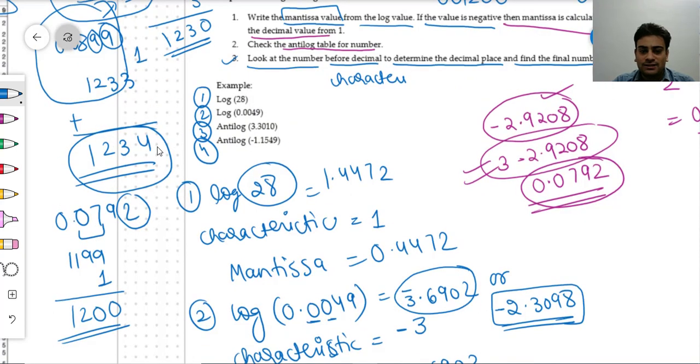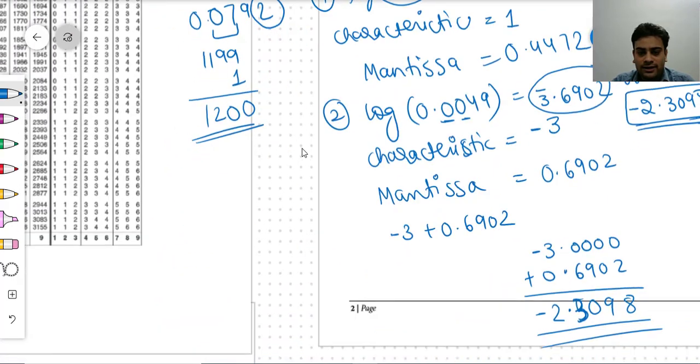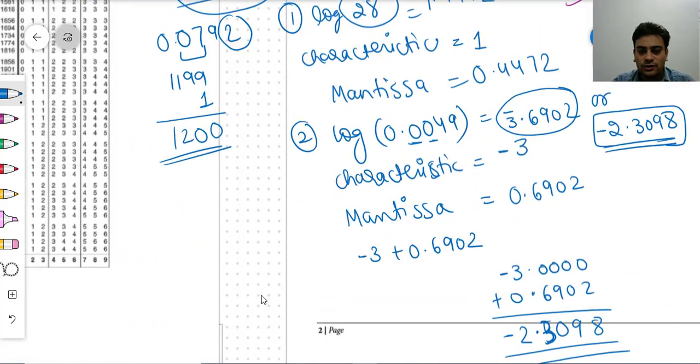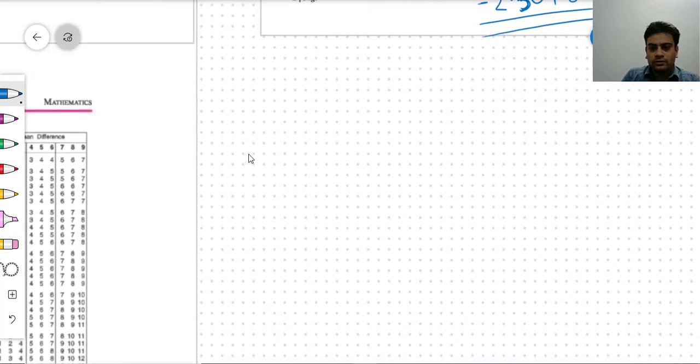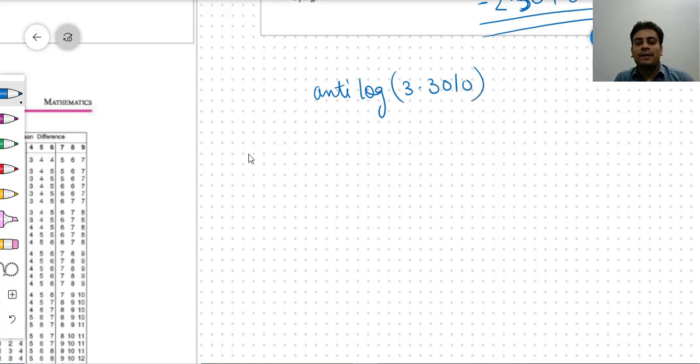So now we look at the antilog examples. Your first example is 3.3010. We need to find the antilog value of 3.3010. So how do we find this one? First thing is we need to determine the mantissa in the case of antilog. Since my number is positive, my mantissa is decimal 3010.